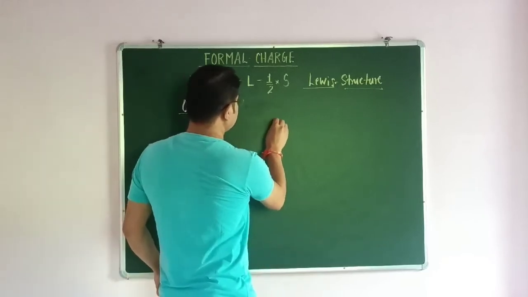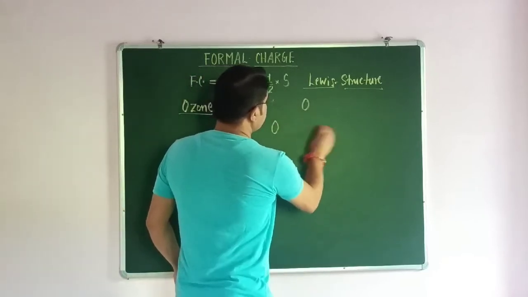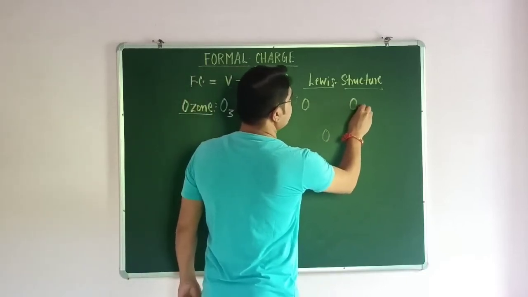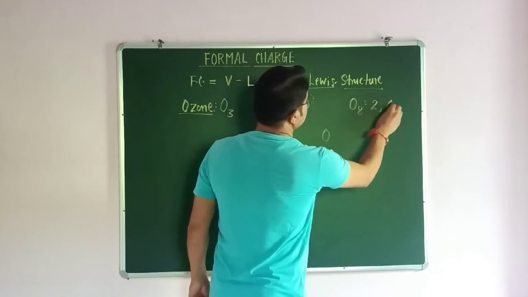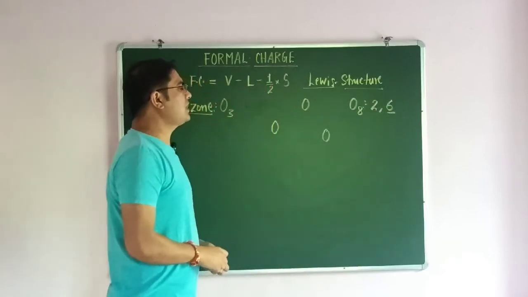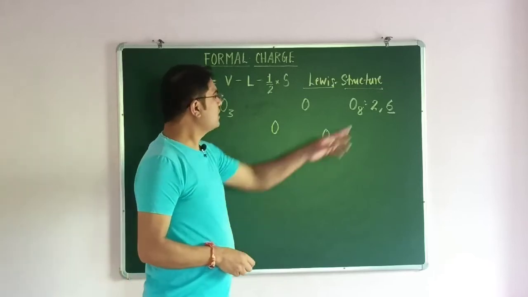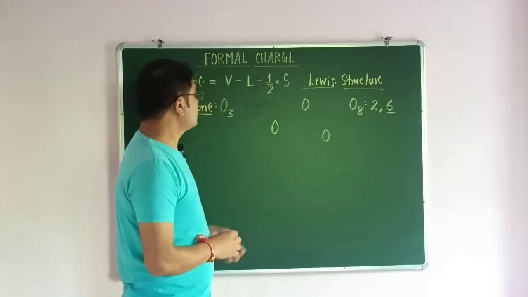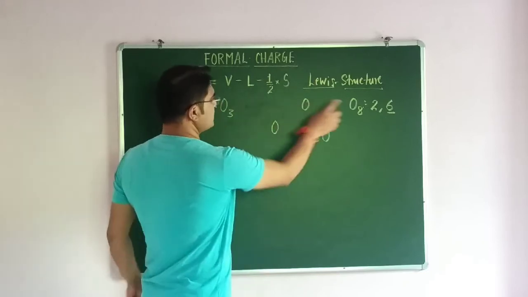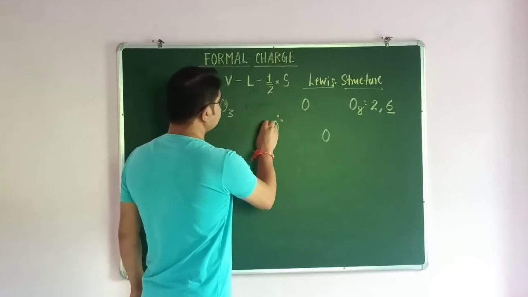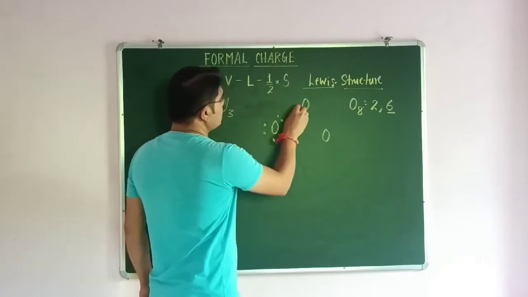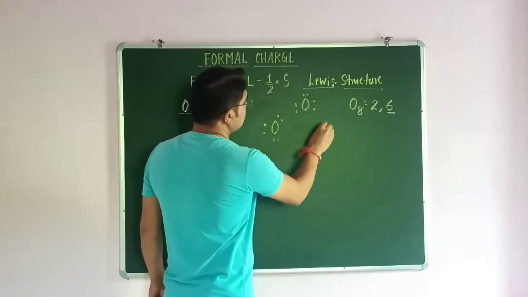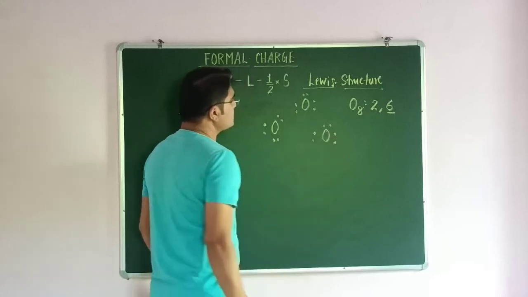In ozone we have 3 oxygen atoms. The atomic number of oxygen is 8 and the configuration is 2,6, so 6 electrons are in the valence shell. These 6 electrons are responsible for the bond formations. While drawing the Lewis dot structure, first we represent these 6 electrons in this way, because all oxygen atoms are neutral.